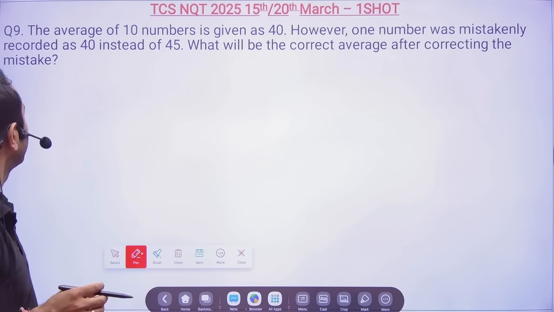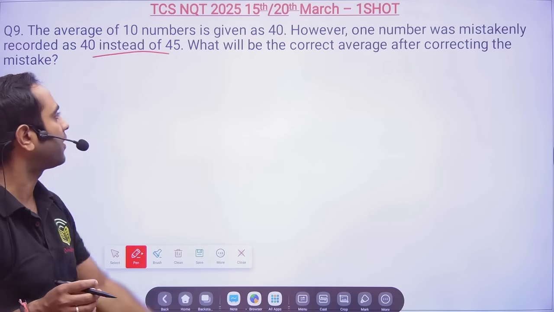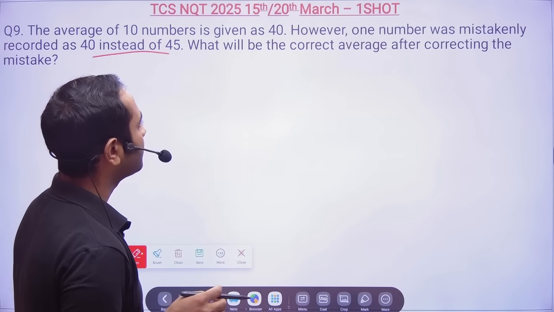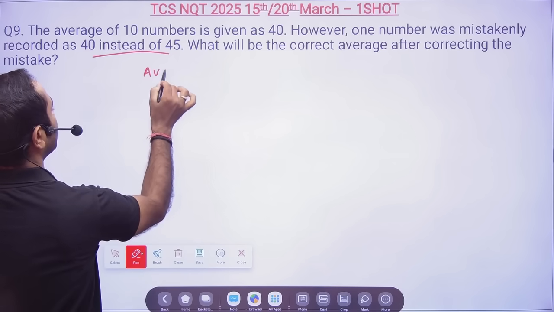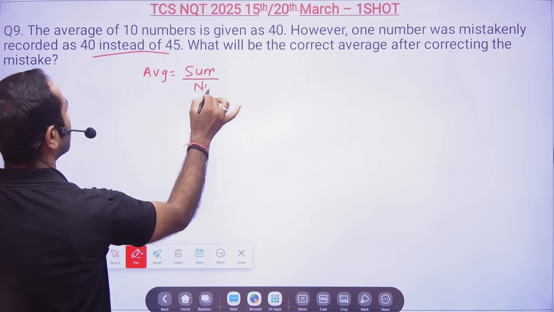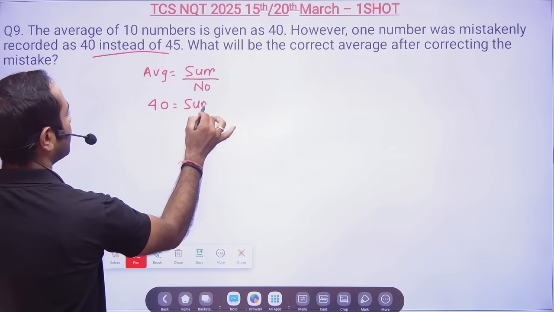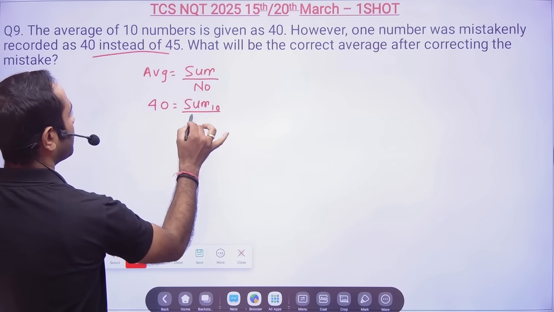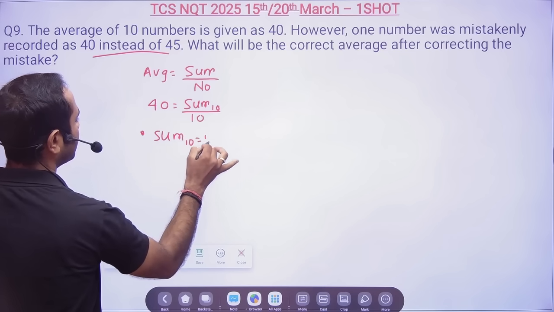Okay, fine. Now here you see, the average of 10 numbers is given as 40. However, one number was mistakenly recorded as 40 instead of 45. What will be the correct average after correcting the mistake? So average will be equal to sum divided by number. Average of 10 numbers is 40, sum of 10 numbers we don't know, and there are 10 numbers. So what is the sum of 10 numbers? Sir, sum of 10 numbers is nothing but 400.